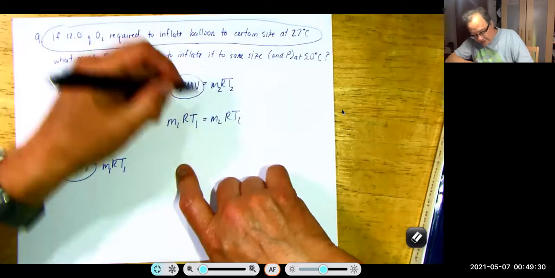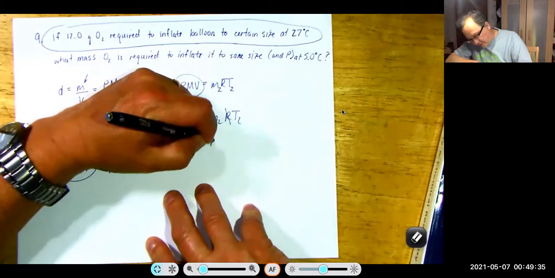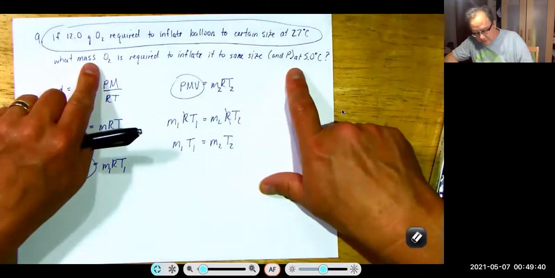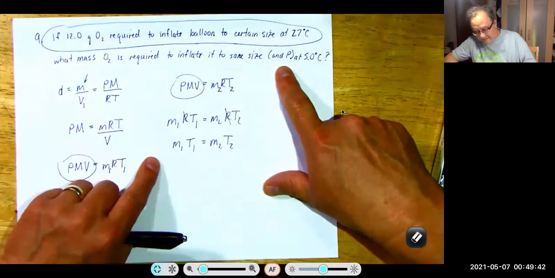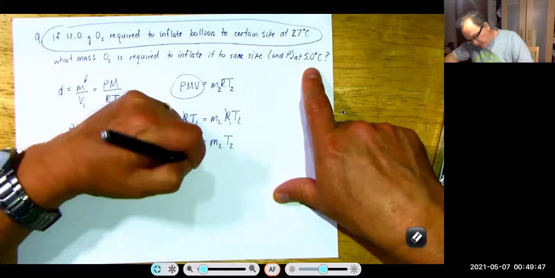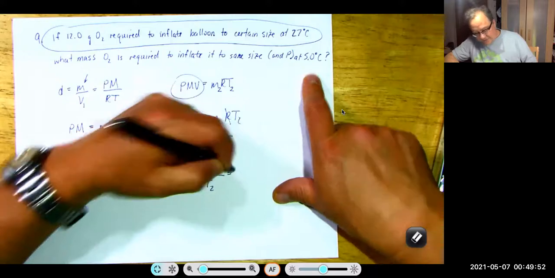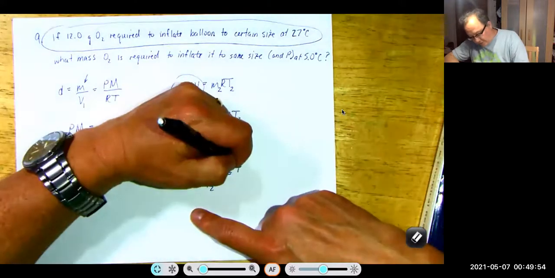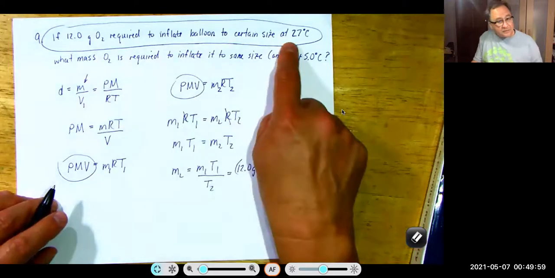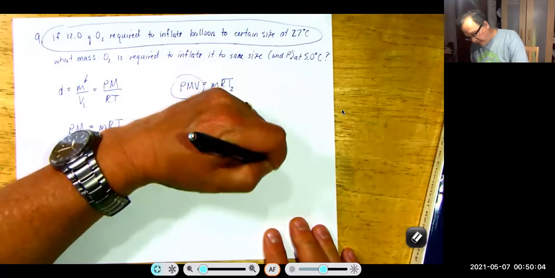And now I see that the R's cancel out, so I get the mass of 1 times T of 1 is equal to the mass of 2 times the T of 2. So what mass of O2 is required to inflate it to the same size at 5 degrees Celsius? I would say that, well, the mass 2 is mass 1, T1 over T2. Now, what is mass 1? 12.0 grams. What is T1? Well, T1 is 27 plus 273.15, so that's 300.15 K.